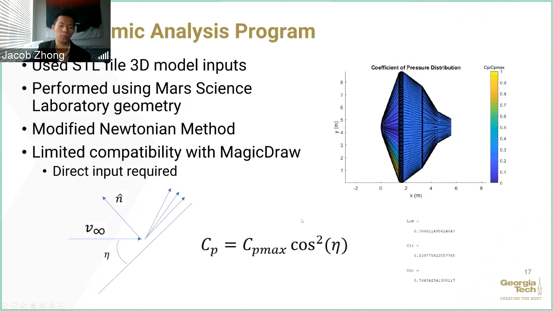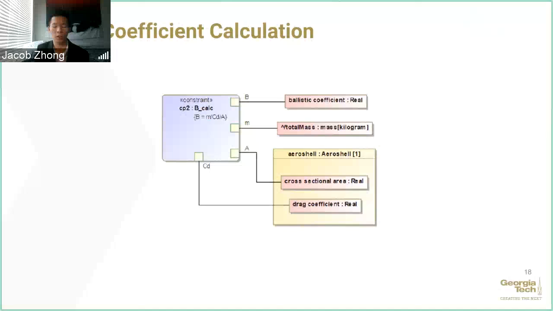There was some limited compatibility with MagicDraw, in that MagicDraw couldn't open the STL files while I was running MATLAB within the program. And so I couldn't directly integrate the program into the model. However, what ended up happening is I just ran the program outside of MagicDraw and then manually input the values such as lift-to-drag ratio, lift coefficient, and drag coefficient. Another calculation that was performed was ballistic coefficient, which is fairly straightforward. B equals M over C_D A, and these were done using values from the aeroshell.